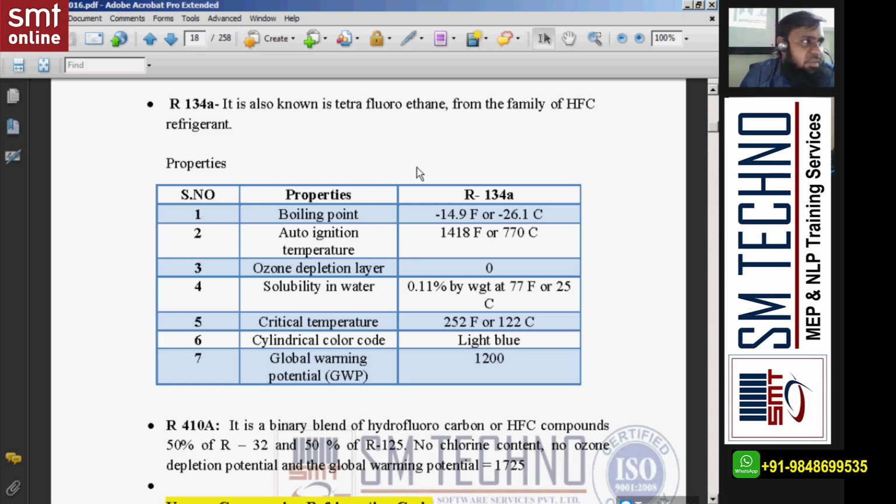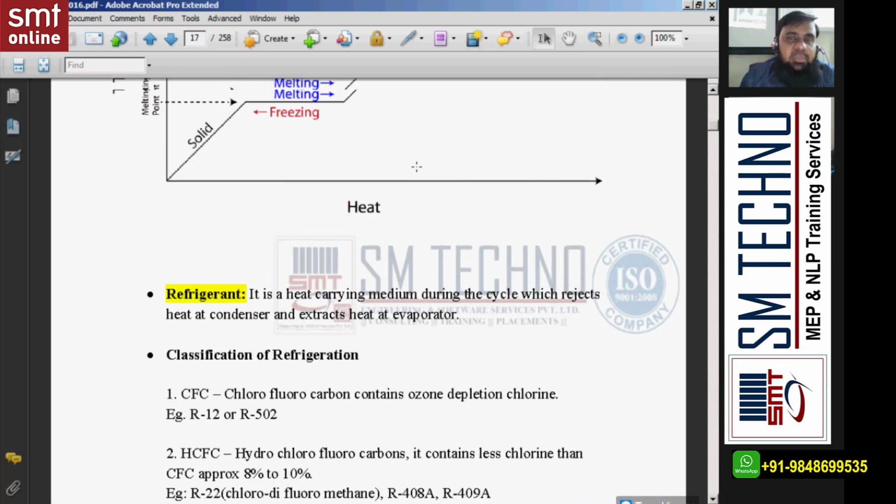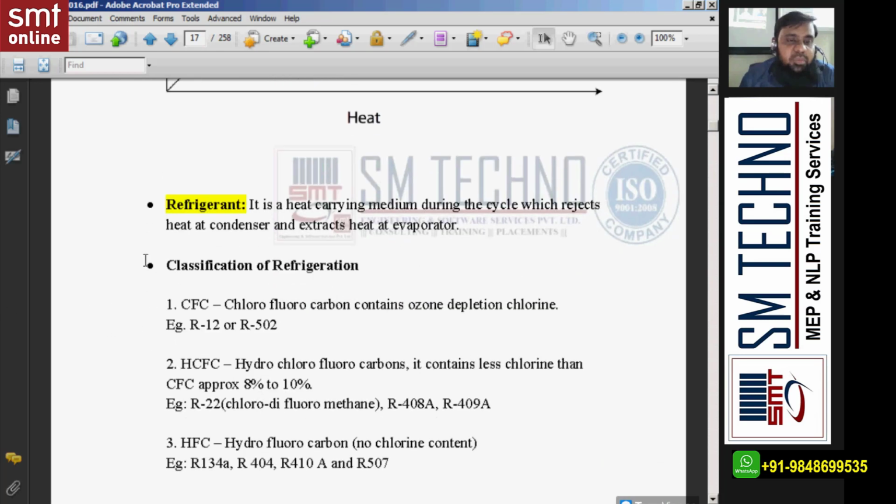No doubt the capacities will be different, but the concept or the cycle behind the refrigerator, water cooler and air conditioner is the same, and the cycle is called the vapor compression cycle, also known as the basic cycle. So before starting the vapor compression cycle, first you must know what a refrigerant is.